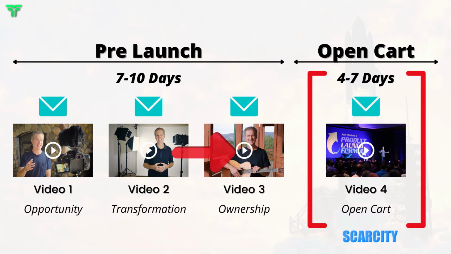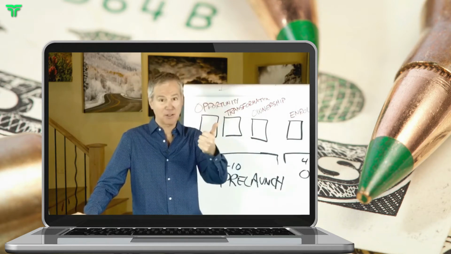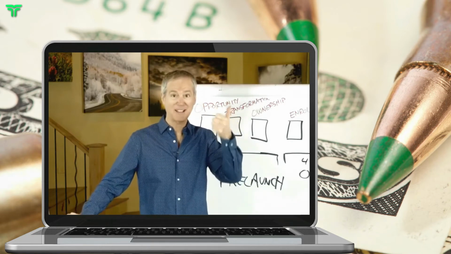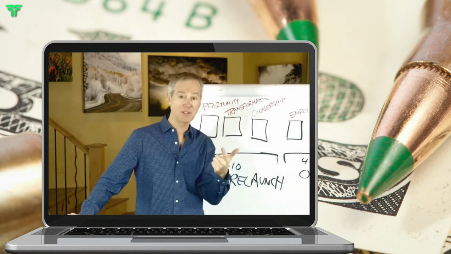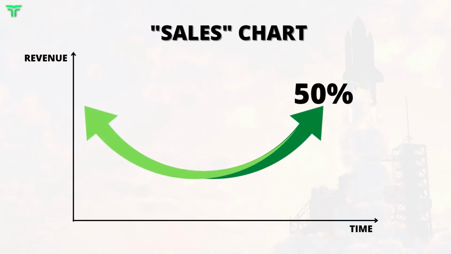By that, I mean they have to act by the end of the launch or some negative consequence takes place. And that's either bonuses go away, in other words, the offer changes and is no longer quite as attractive, or the price goes up, or the offer comes off the market. And when you do that, what happens typically, we'll go to green for sales.